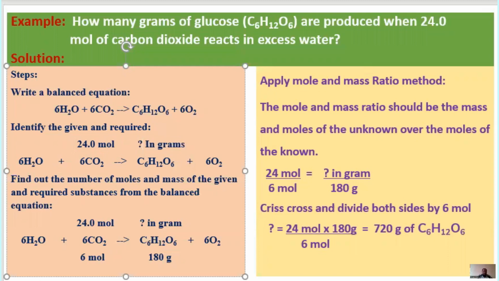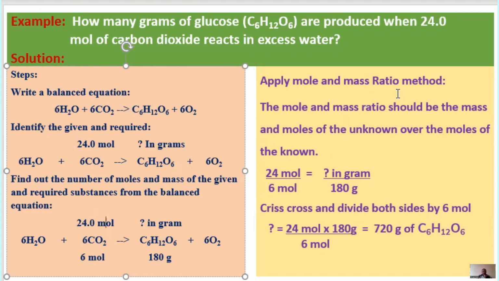Find out the number of moles and mass of the given and required substance from the balanced equation. We have 24 mole of carbon dioxide, which is given. From the stoichiometric proportion, we find out 6 mole. This is the mole ratio, and the mass of glucose is 180 gram from this balanced chemical equation. Mass required over what? Mass from the stoichiometric proportion.